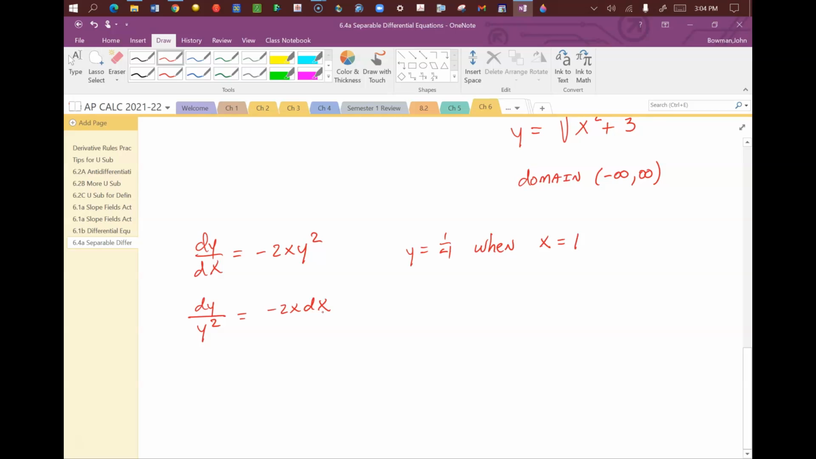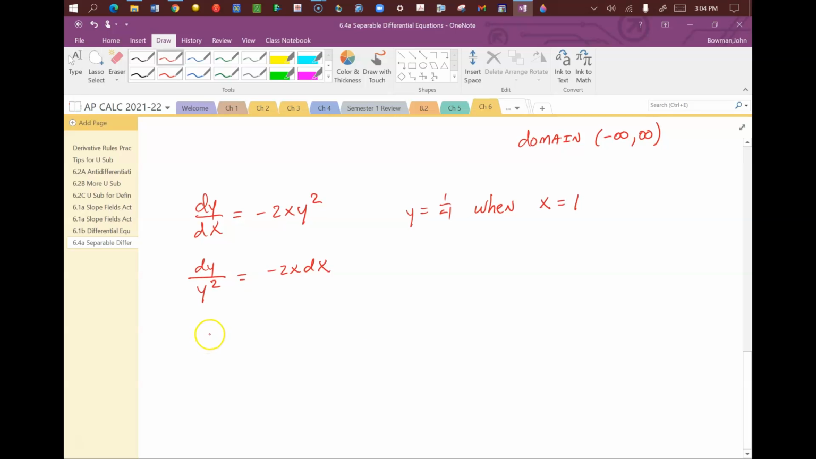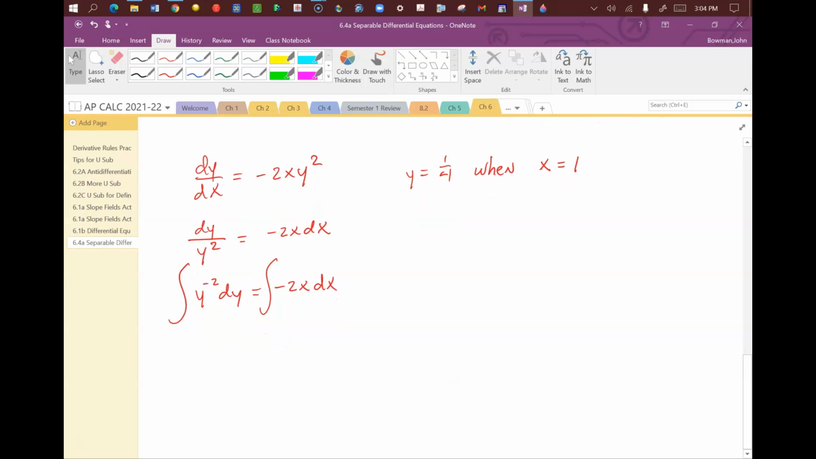So if I were going to write this out to make it easy for me to integrate, I would write y to the negative 2 dy is equal to negative 2x dx, and then integrate both sides of that. And when I integrate both sides of that, I would get y to the negative 1, with a negative 1 out front, is equal to negative 2 times 1/2 times x squared plus the constant on the right-hand side. And you can verify that's correct. If you differentiate both sides of that, you'll get back to y to the negative 2 on the left-hand side and negative 2x on the right-hand side.